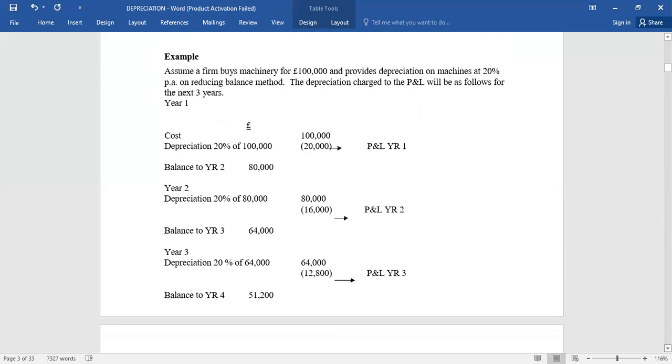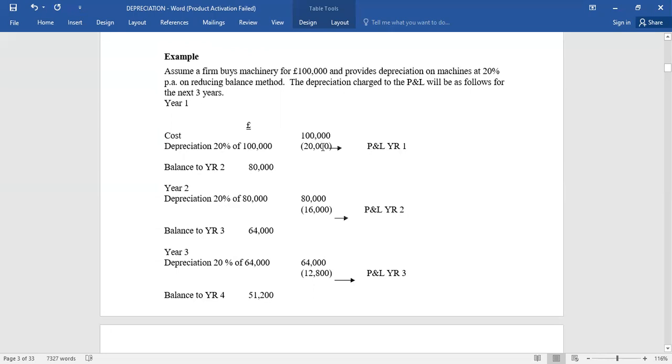For example, let's assume we bought a machinery for 100,000 and the provision for depreciation is 20% per annum on a reducing balance method. It therefore follows that in the first year, our cost of machine is of course 100,000. Our depreciation is at 20% per annum. So 20% of 100,000 is 20,000. So in the first year, the provision for depreciation in the statement of income and expenditure will be 20,000.